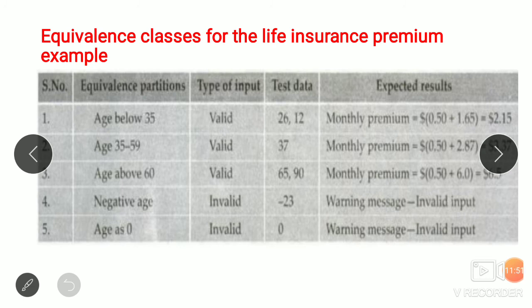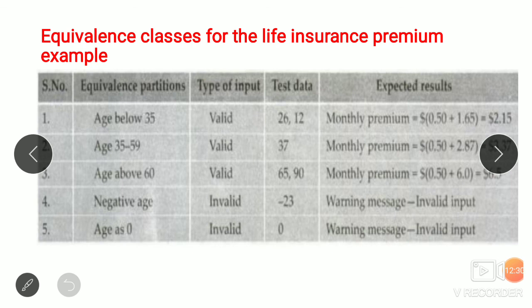Let's see. The first column represents the equivalence partition. The second column represents the type of input. The third column is the test data, and the last column represents the expected results. First, if the age is below 35, this is valid data. Then the test data: what ages are we going to test? If the person's age is 26 or 12, then the premium is the same. Totally we are going to pay $2.15. Within this, $0.50 is the basic premium and $1.65 is the additional premium.